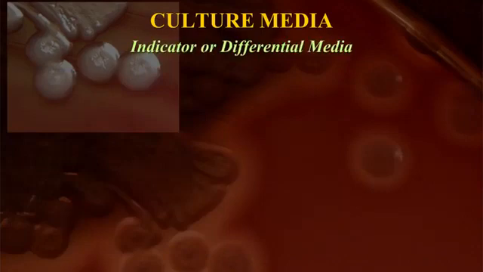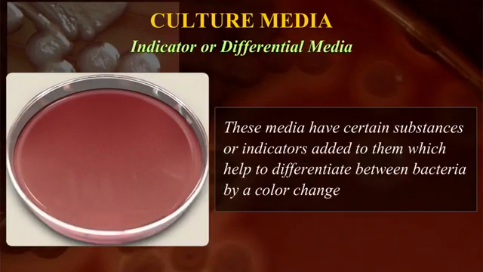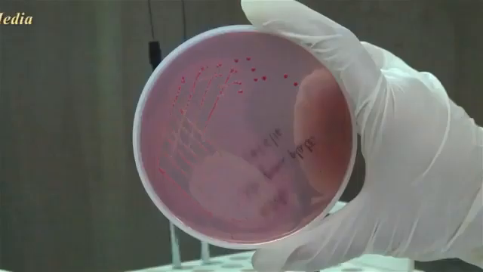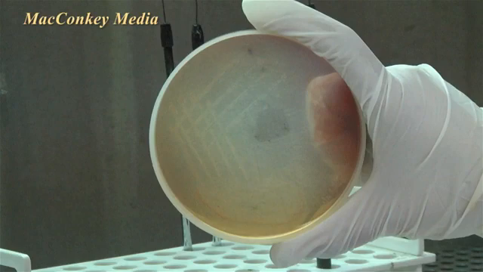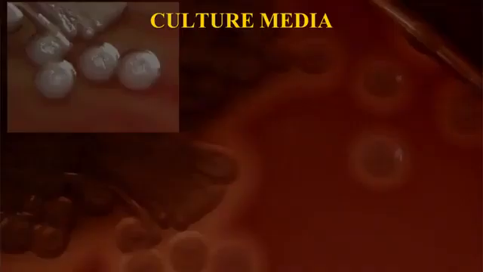Indicator or differential media. These media have certain substances or indicators added to them which help to differentiate between bacteria, usually by a color change. An example is MacConkey's medium, which produces red-colored colonies of bacteria which are able to ferment the carbohydrate present in the medium. In contrast, bacteria which do not ferment carbohydrate produce colorless colonies.